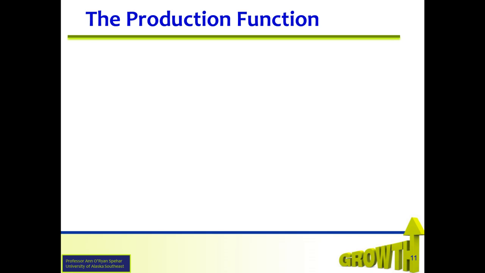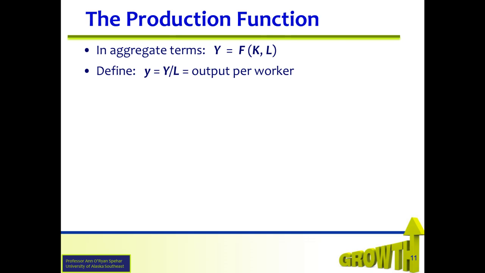So let's return to our production function. This says that aggregate output is a function of aggregate or total capital in the economy as well as aggregate or the total labor force. Let's divide both sides of the equation by total labor in the economy, capital L. This means that little y gives us output per worker, how much a representative worker in the economy produces.